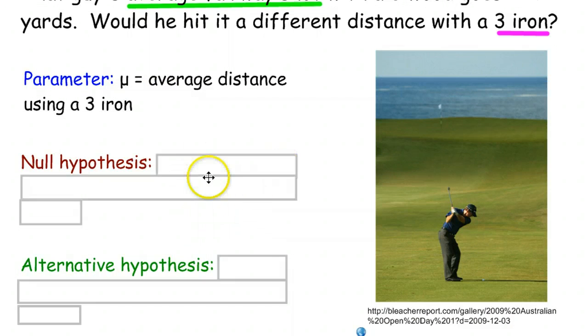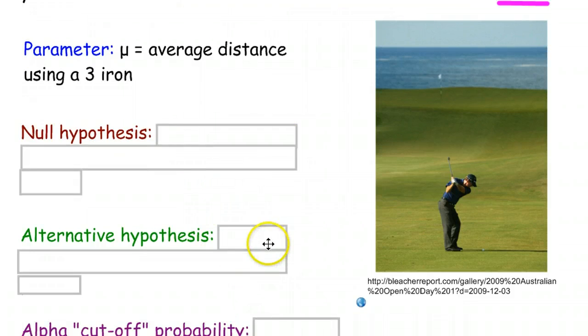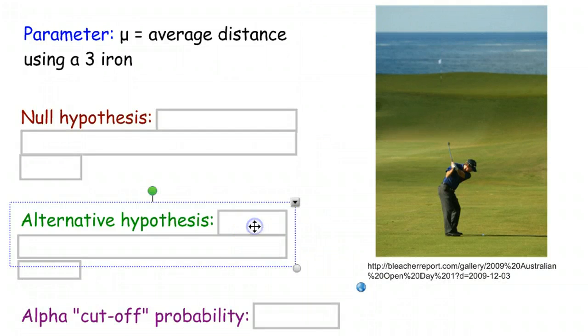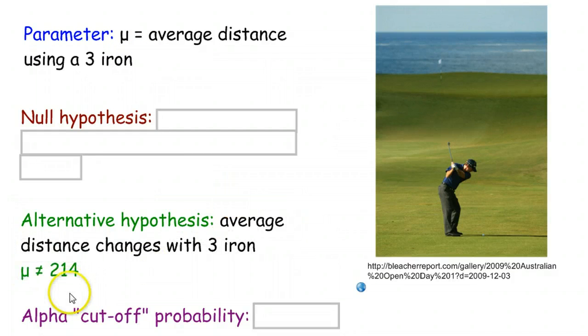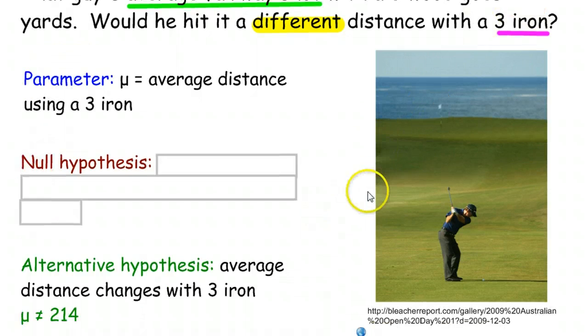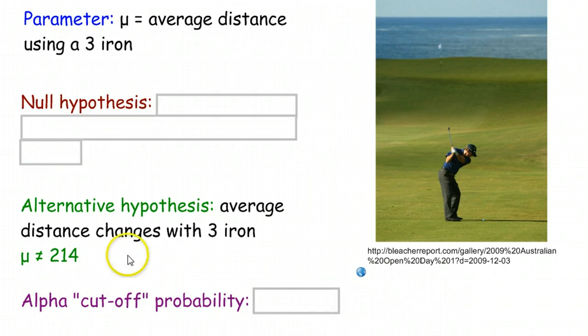Null hypothesis is always going to be some kind of measure of no difference. So let's start with our alternative. And we are assuming not that it's going to go farther, not that it's going to go shorter, we just don't know. We want to know if it will be different. And this is something we haven't looked at yet. If something will be different. And so our alternative says that mu will not equal 214 yards. It will be different than that. So the average could be higher, it could be lower, we don't know. The average distance changes with a 3 iron.